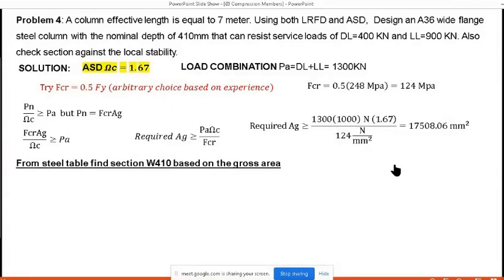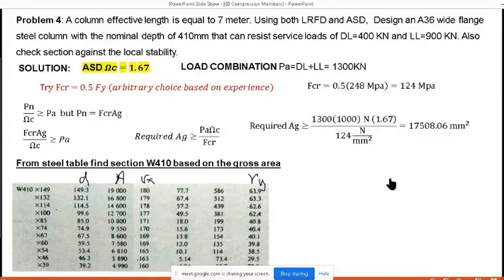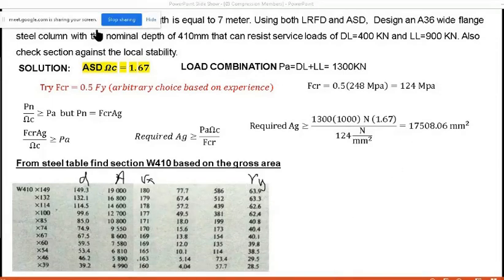So from steel table, we need to find section that is 410 mm in depth based on our gross section. Ito yung nakuha ko doon sa book nung strength, the steel properties. So 410, magtingin lang tayo sa 410 kasi naka-specify na yung 410. Pero pag hindi naka-specify yung depth, you need to try all possible sections. Okay? So yung 410, ito yung depth natin, ito yung area, ito yung section modulus natin, ito yung RY natin.